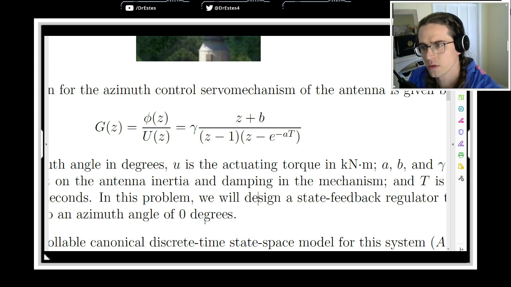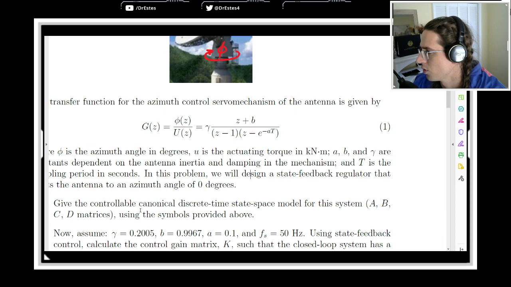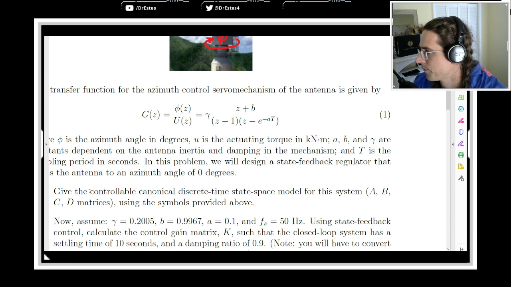So Carl asked, should we distribute gamma? Yes, in which B1 would be gamma, and B2 would be B times gamma. Because your goal is to put this in controllable canonical state space form. So yeah, you've got to distribute this gamma. It's going to be gamma times Z plus B times gamma on the top.